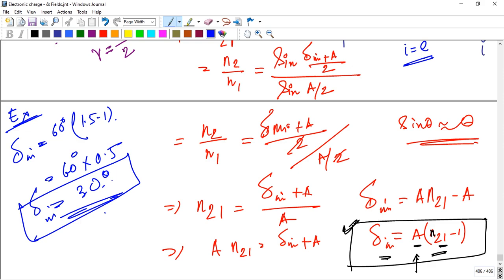So in the next class we will discuss another important concept, the microscope. The compound microscope and telescope, these optical instruments are very important for the board exam, because the derivation is very important.